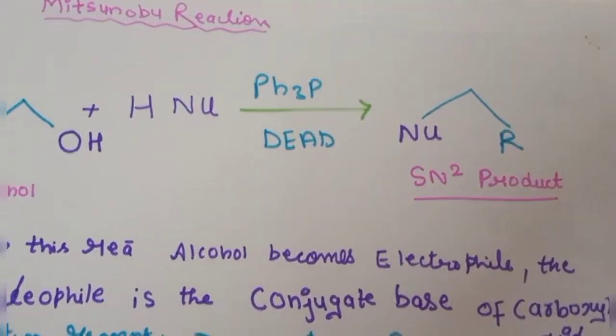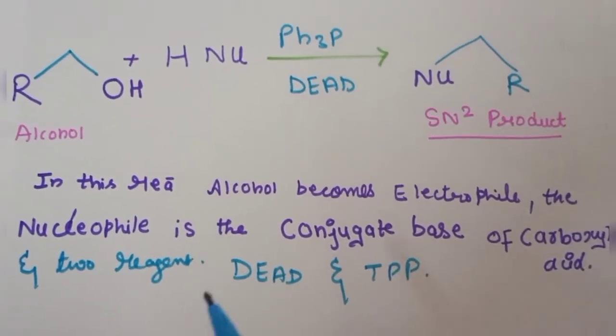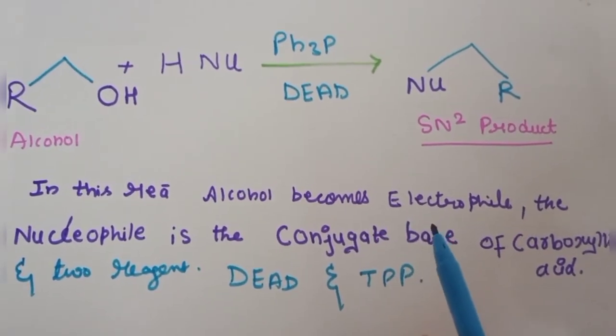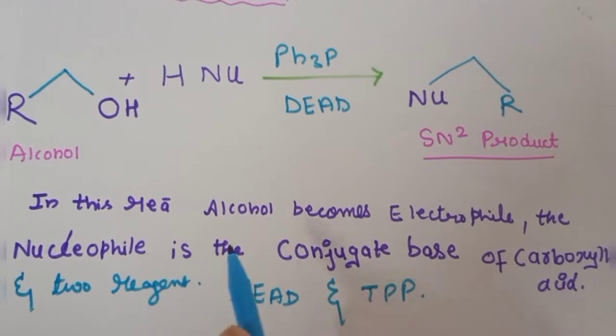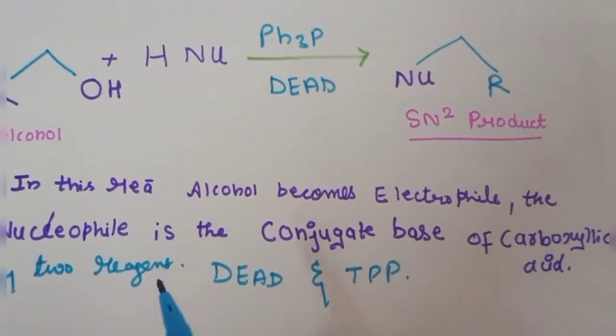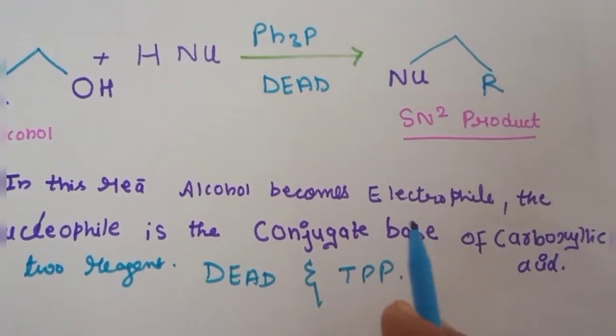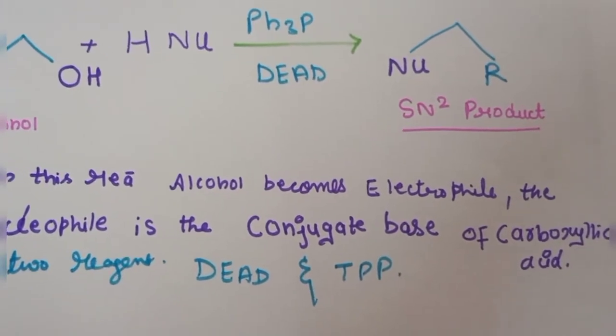Okay, now what can we write in this reaction? The alcohol becomes the electrophile and the nucleophile is the conjugate base of any carboxylic acid. I hope this sentence is clear: the conjugate base of any carboxylic acid.